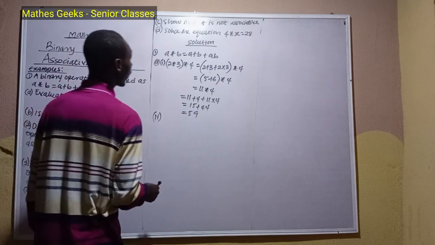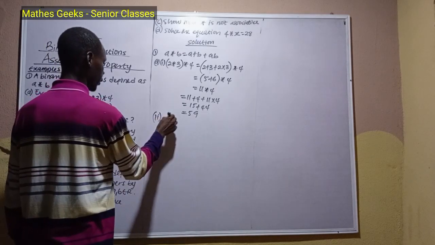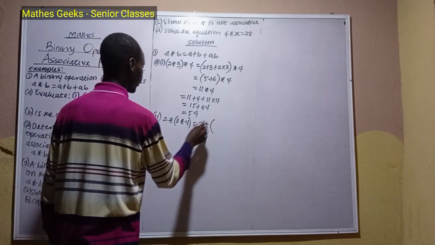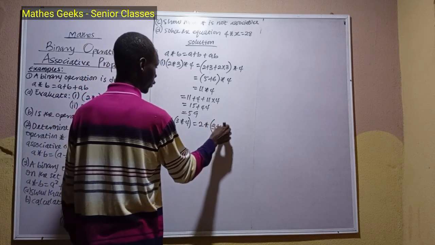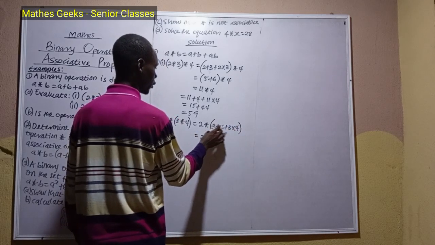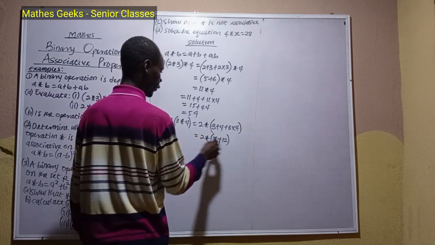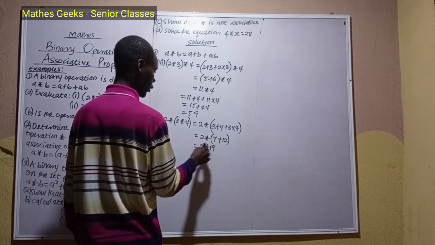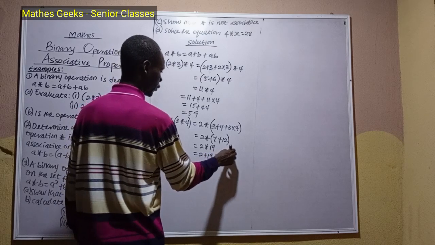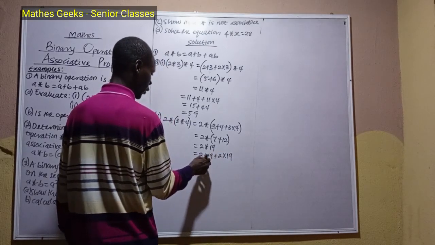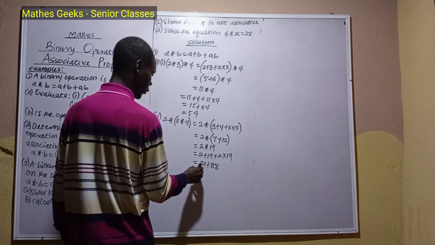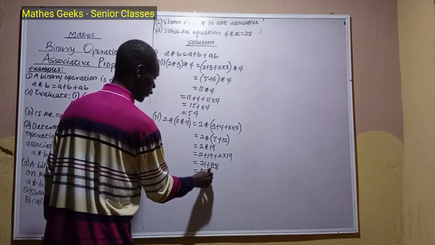Now 2 star (3 star 4). 3 star 4 is 3 plus 4 plus 3 times 4, which is 7 plus 12, 19. So 2 star 19 is 2 plus 19 plus 2 times 19, which is 21 plus 38, 59.